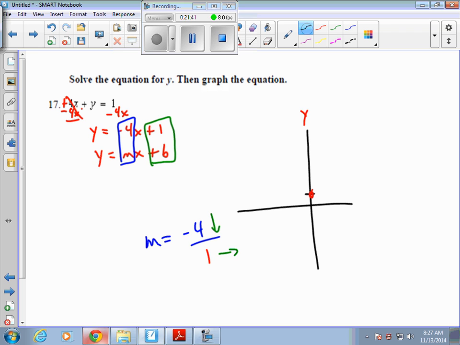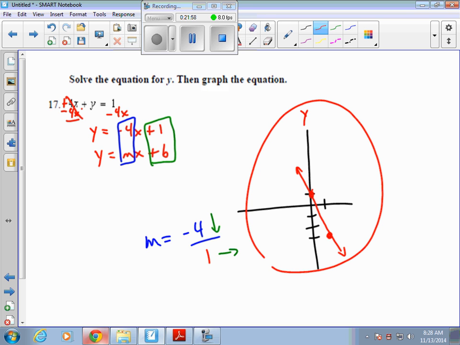Negative 4 says we're going to go down 1, 2, 3, 4. So we got to go down that many, and to the right 1 time. So down 4 and to the right 1. There's our second point. Once you have 2, you can draw your line through them, and there is your equation for 4x plus y is equal to 1, which we converted to say y equals negative 4x plus 1.